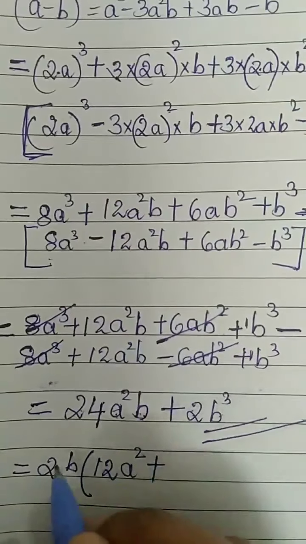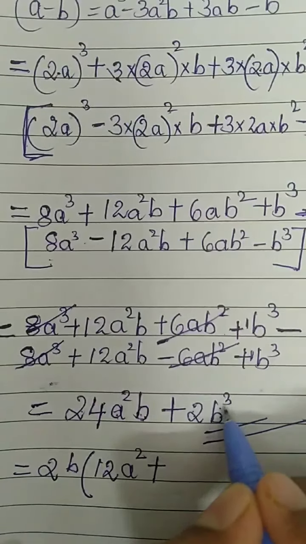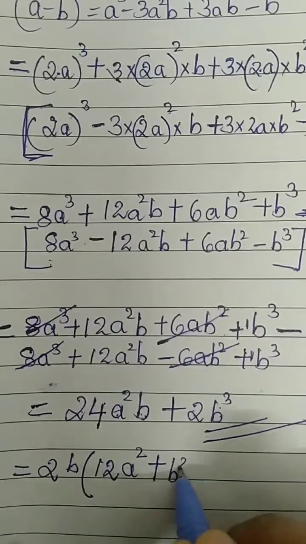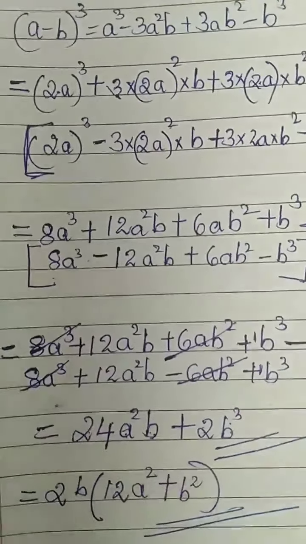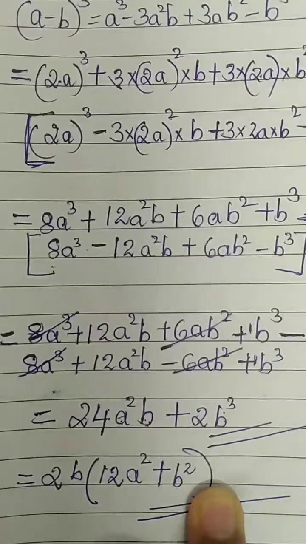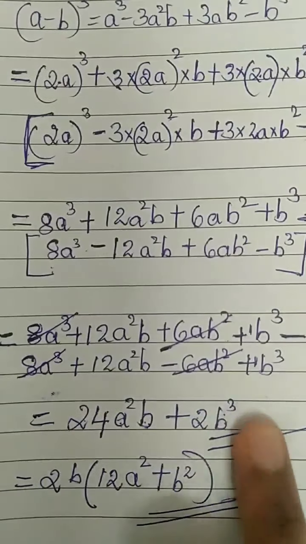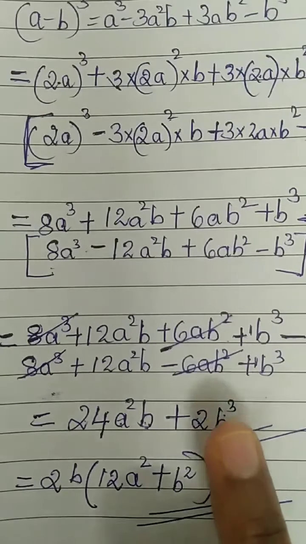Plus 2 we took it outside. Out of 3 B's, 1 B is outside. So how much is remaining? B square. So in some books you will see the answer written this way, in some books this way. Okay, I will give you correct even if you write till here.